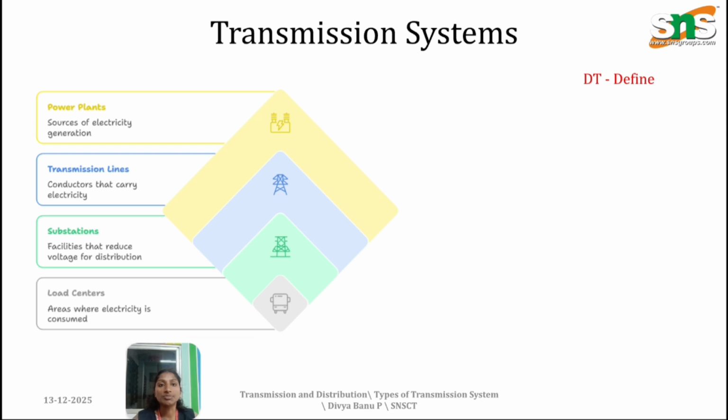Coming to the transmission system, we have the power plants as sources of electricity, transmission lines which are conductors that carry electricity, and substations which reduce voltage for distribution, because the high voltages cannot be used for household appliances. So we have to step down the voltage for our need. For example, if it is 3 phase, we should reduce to 415 volts, or if it is single phase, we have to reduce to 230 volts. And load centers are the areas where electricity is consumed.